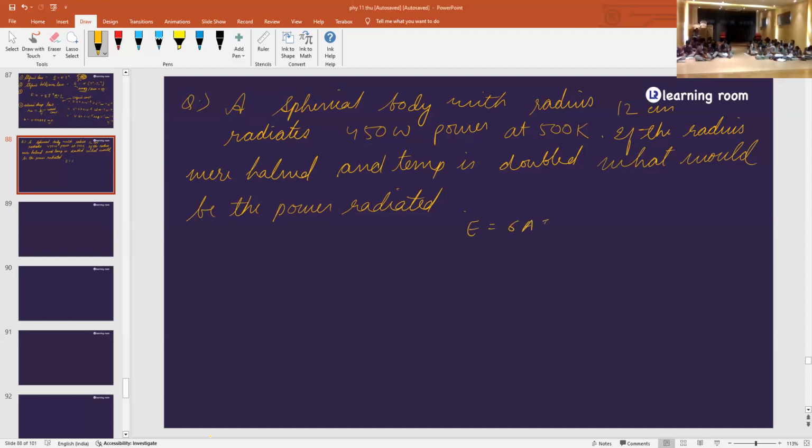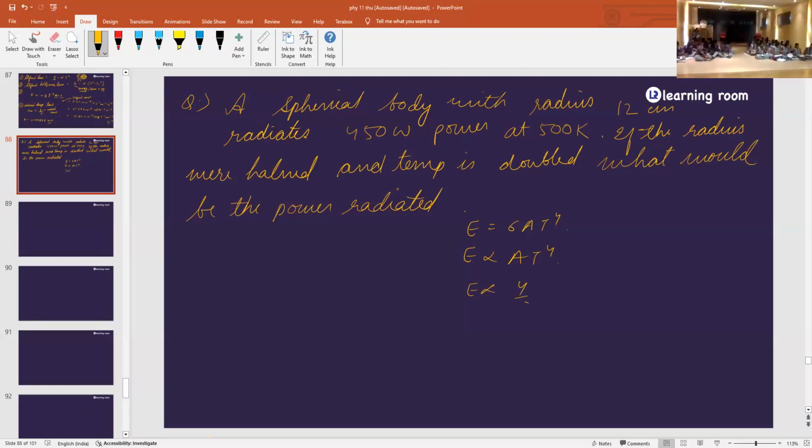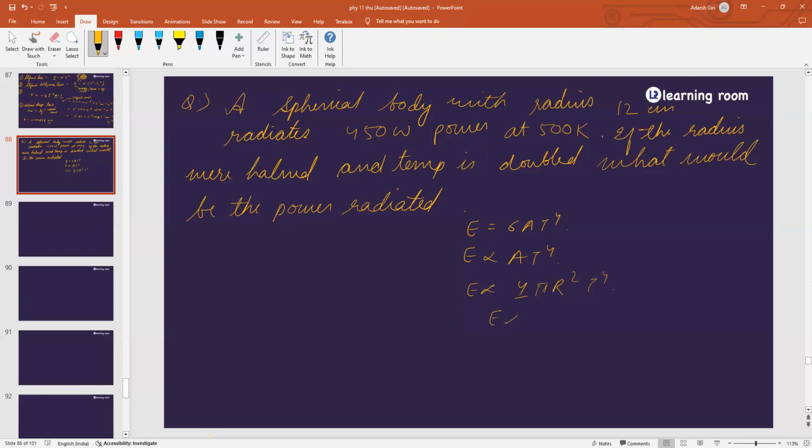E is equal to sigma A T to the power 4, right? So E is directly proportional to area into T to the power 4. Now this is a spherical body. So what is area? 4 pi r square. So can I say that E is directly proportional to r square and T to the power 4? So E1 by E2 is R1 by R2 whole square, T1 by T2 to the power 4. That's it. So E1 was 450 watts, E2 we want to calculate. R1 is R1, R2 is half, so R1 by 2 squared, and temperature is double, T1 and 2 T1 to the power 4.